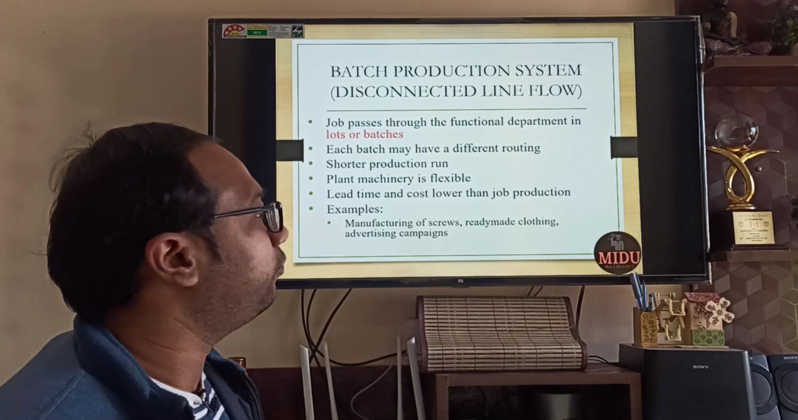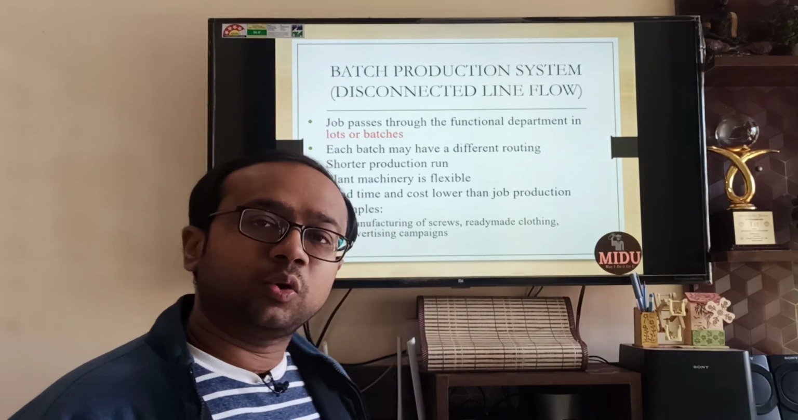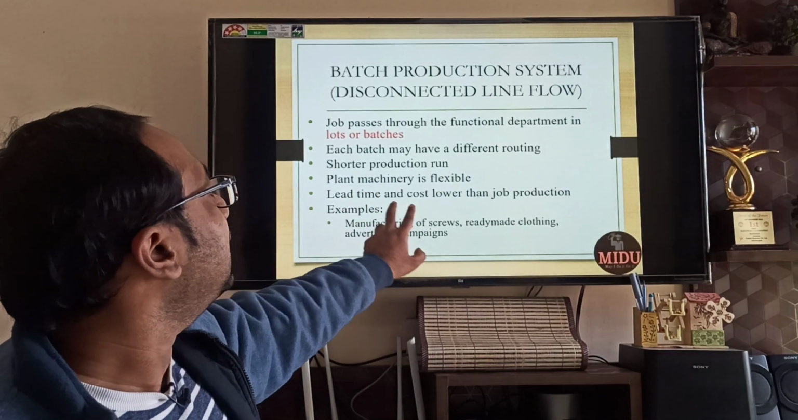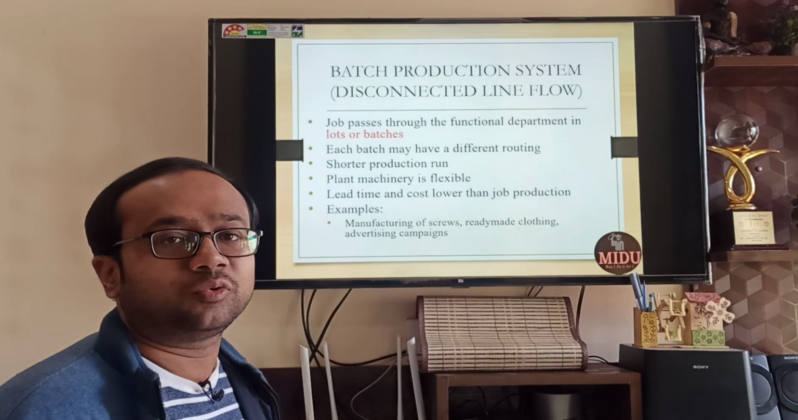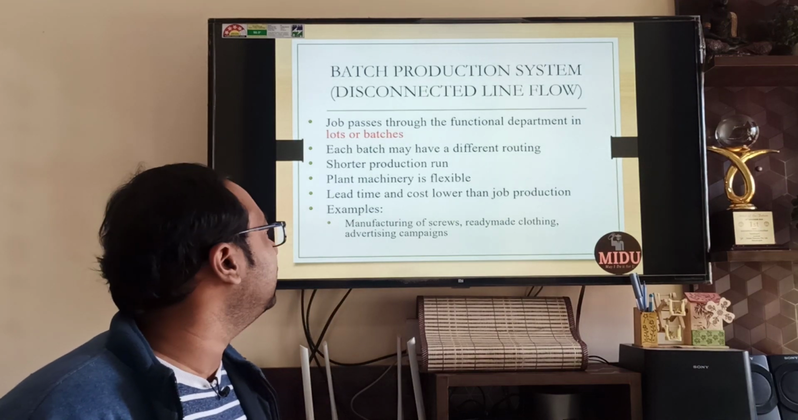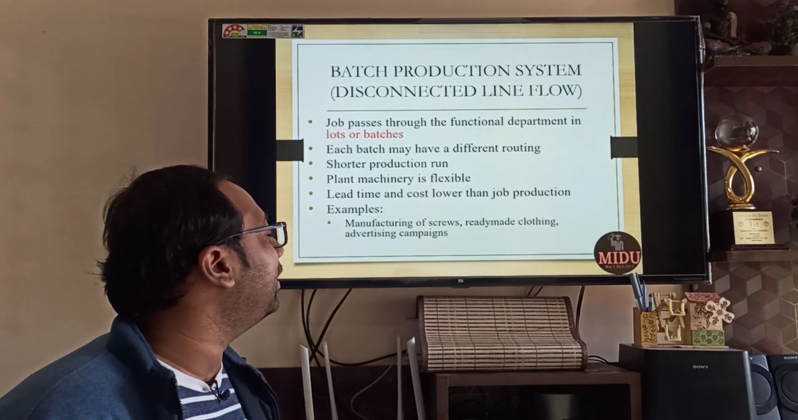Plant machinery is also flexible. It will be required, since you have to customize certain things, you need to have flexibility. Lead time and cost will be lower than the job production. It will definitely be so, because you are manufacturing in batch. Let us see some examples. Manufacturing of screws, ready-made clothing, advertising campaign.